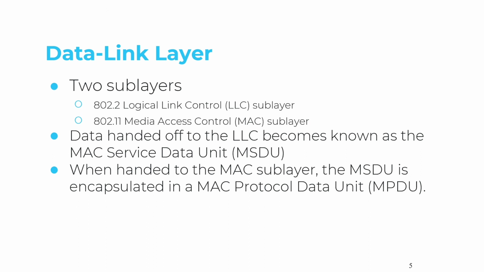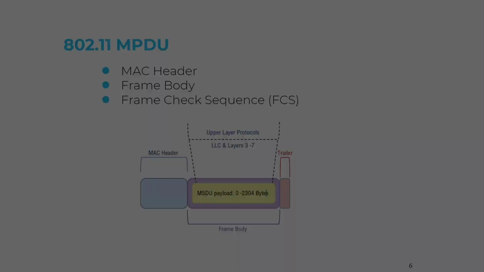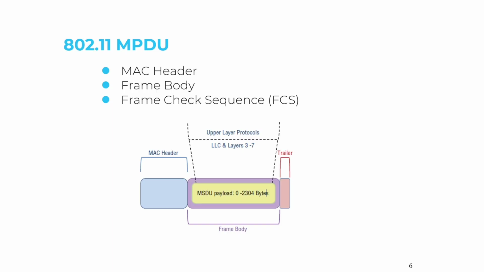When the network layer sends data to the data link layer, the data is handed off to the LLC and it becomes known as MAC Service Data Unit, which is MSDU. The 802.11 management and control frames do not carry upper layer information, the data frames do. And the 802.11-2020 standard states that the maximum size of MSDU can be 2304 bytes. It has three main parts: the MAC header, the frame body, and the frame check sequence.